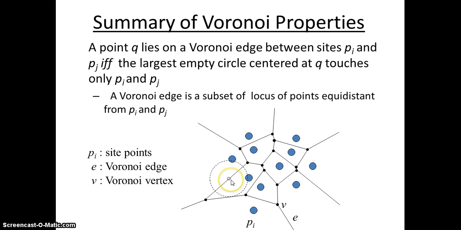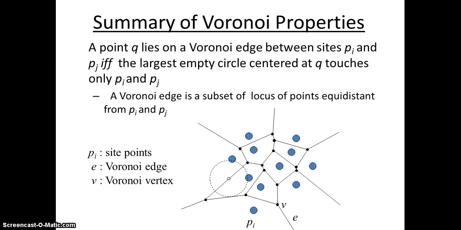If this point is a cube, then there are so many points on this edge which are going to be co-circular with these 2 sides. Infinitely many circles can be drawn using these 2 sides, and this particular edge will be the resultant locus of that point. So a Voronoi edge can be defined as a subset of the locus of points equidistant from Pi and Pj.